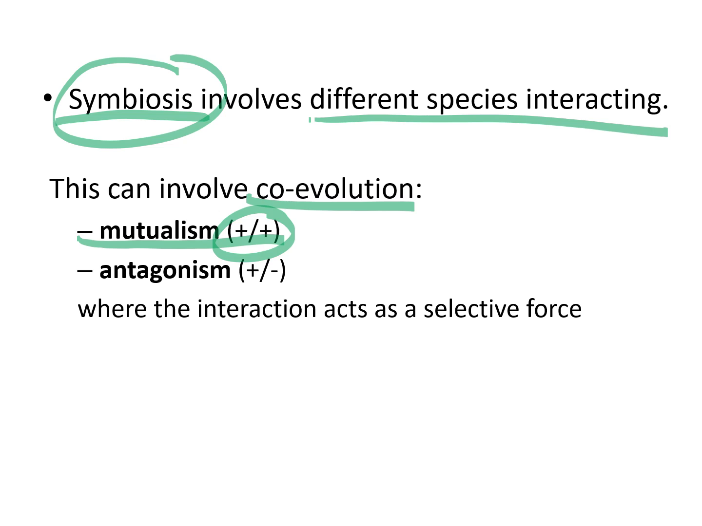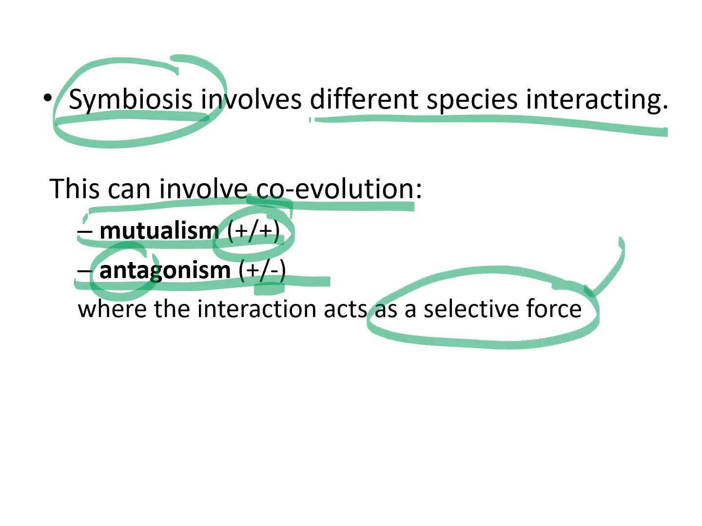So that would be an example of mutualism. Antagonism, like an antagonist, is where one of them is trying to benefit at the cost of the other one. So these are going to act as selective forces. So these are co-evolutionarily powerful types of symbiosis.